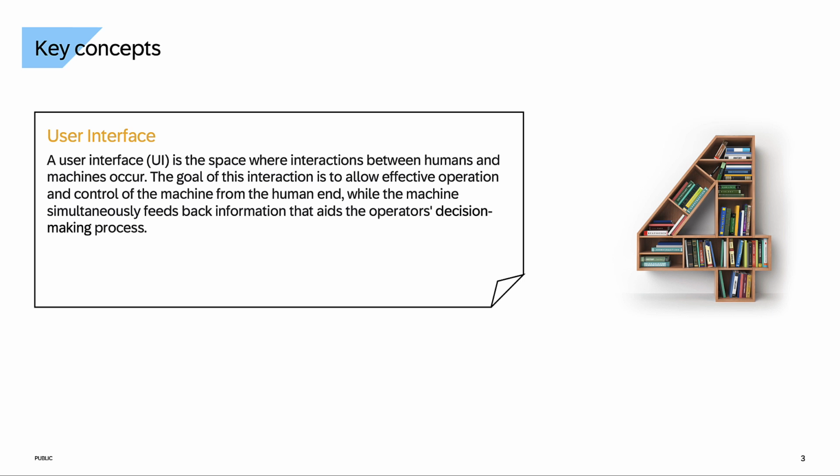A user interface, UI, is the space where interactions between humans and machines occur. The goal of this interaction is to allow effective operation and control of the machine from the human hand, while the machine simultaneously feeds back information that aids the operator's decision-making process. So again, and as a recap of the second episode on data utilization, it is important to understand that a machine is always behind our generated result.